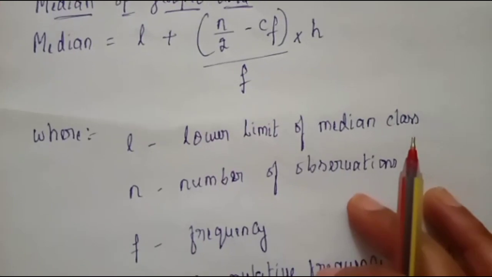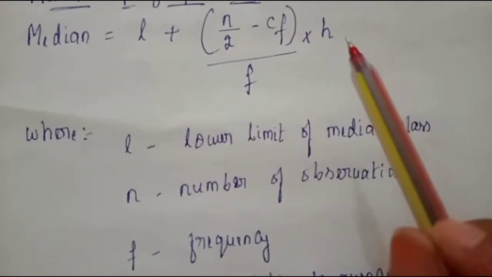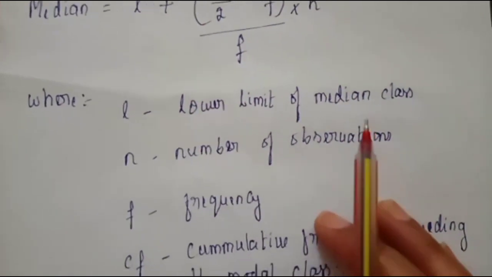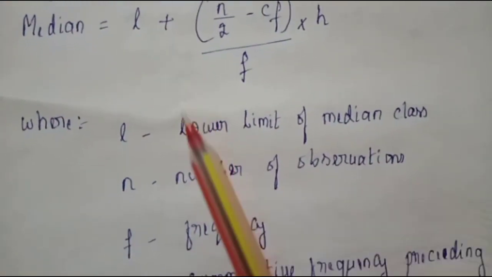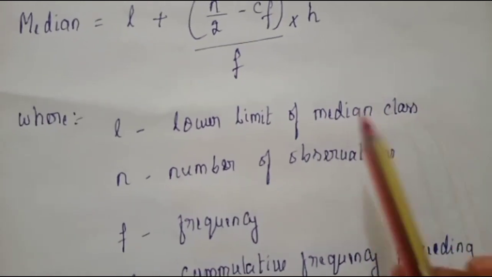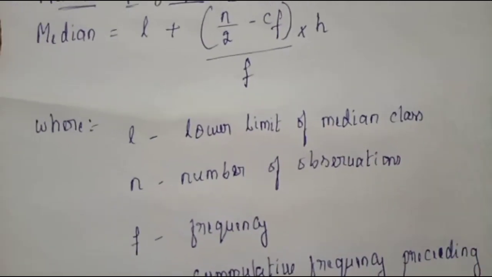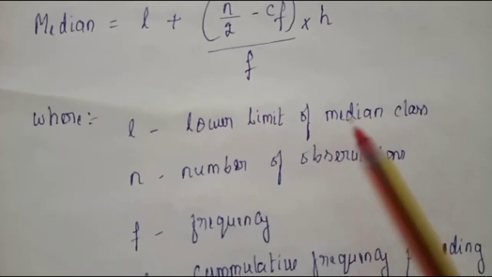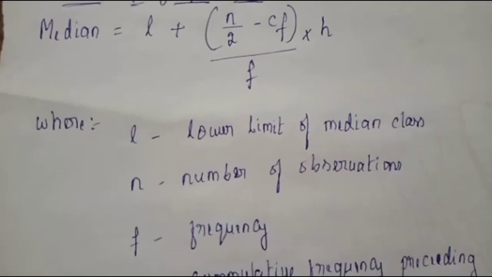Now let me explain what is L, what is CF, what is H and what is F, and how we are going to get all these values. First, L is the lower limit of the median class. Note, it's very, very important. Already when you did mode, there also L was the lower limit of the modal class. But here, L is the lower limit of the median class.